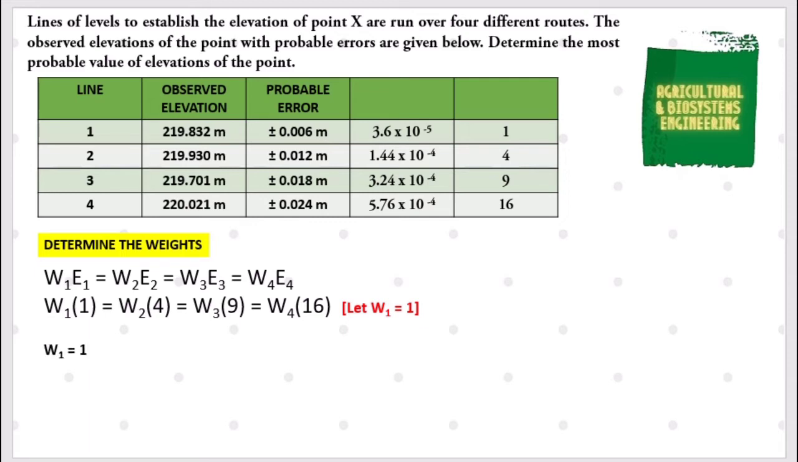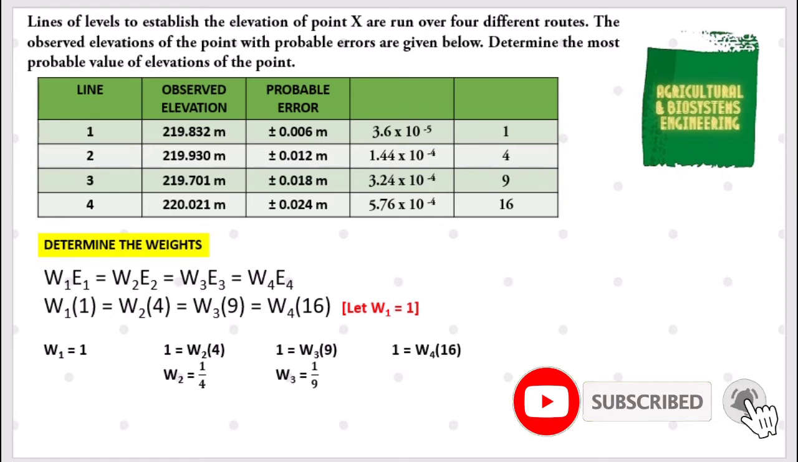Now we have, weight 1 is equal to 1. A while ago, we said the weight 1 and probable error 1 is the same as the second weight and second probable error until the 4th line. So we have weight 1, which is 1, is equal to weight 2 multiplied to the probable error of 4. To obtain weight 2, we divide both sides by 4, giving us a value of 1/4 for weight 2. Just do the same process until the fourth line. So we have a value of our third weight to be 1 all over 9, and weight 4 of 1 all over 16.